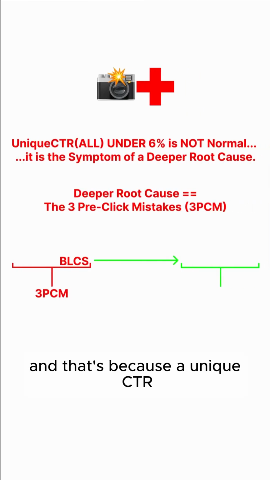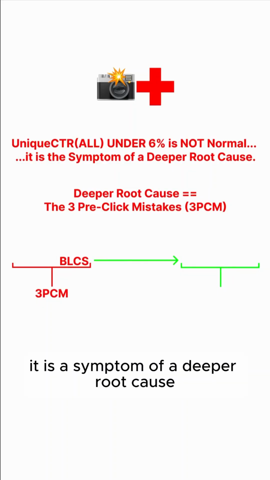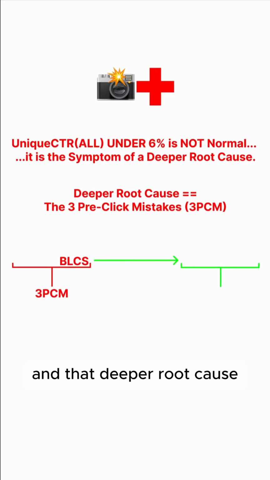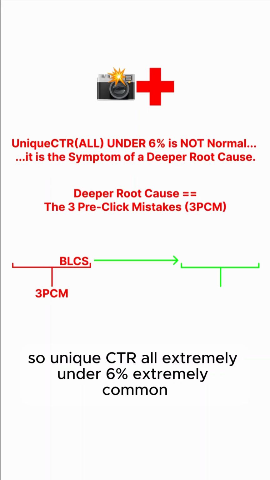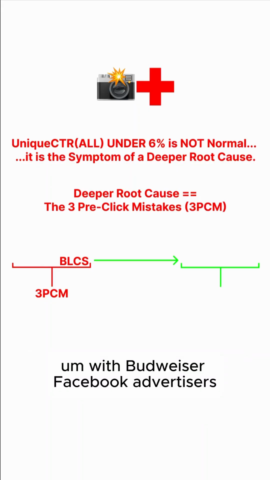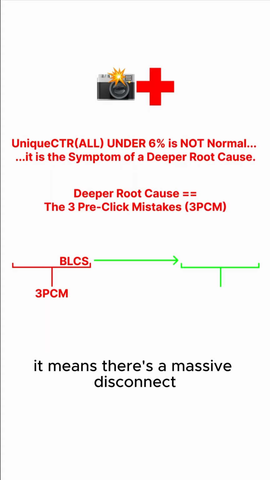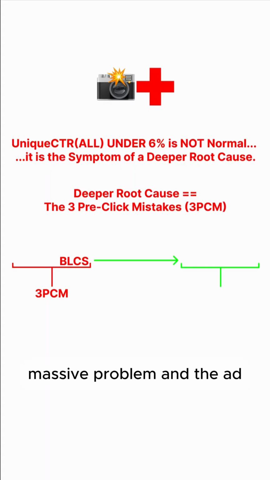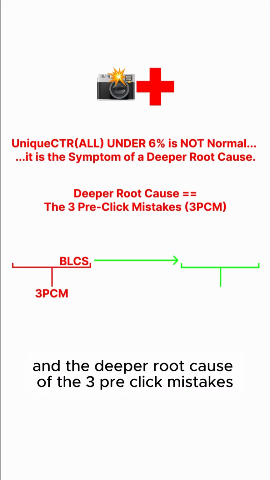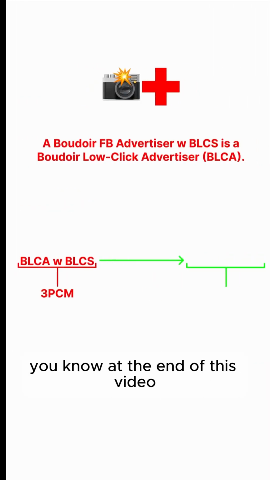And that's because a unique CTR all under 6% is not normal. It is a symptom of a deeper root cause. And that deeper root cause is the 3 pre-click mistakes. So unique CTR all under 6% is extremely common. It's the most common thing I see with Boudoir Facebook advertisers. But it's not normal. It means there's a massive disconnect, a massive problem in the ad. And the deeper root cause is the 3 pre-click mistakes, the 3 PCM. More on those at the end of this video.